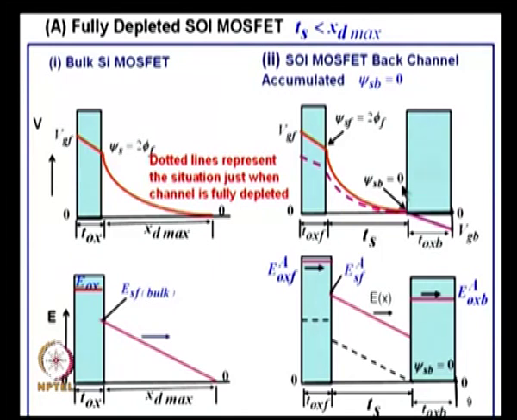So, when you do the entire analysis, you will see that if you want to consider back channel accumulated, you can put psi s b equal to 0. Front channel inverted, you will put psi s f equal to twice phi f. This is the understanding with which we are doing the analysis. Oversimplification, but holds good quite a bit.